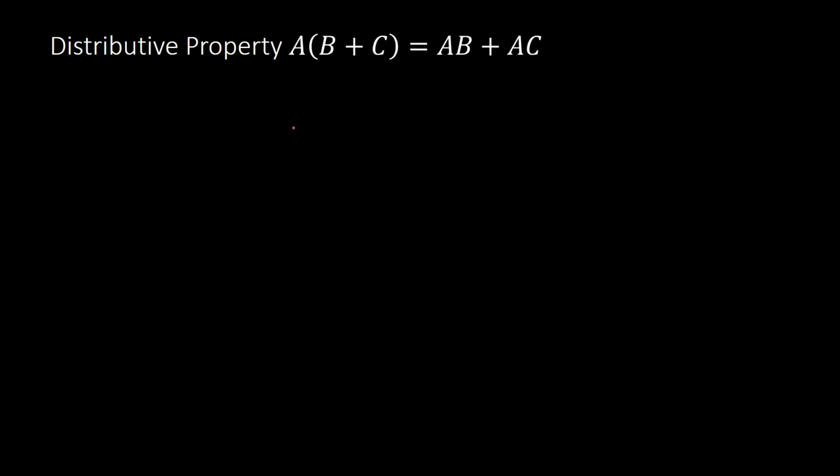Then we have the distributive property, which says that I can multiply a times b and then add a times c after the fact. And I will leave this up to you to prove to be true, but you will find that when you multiply matrices together, the distributive property will still apply.